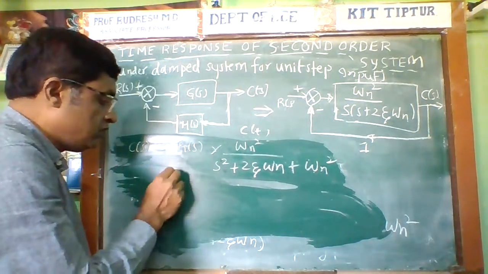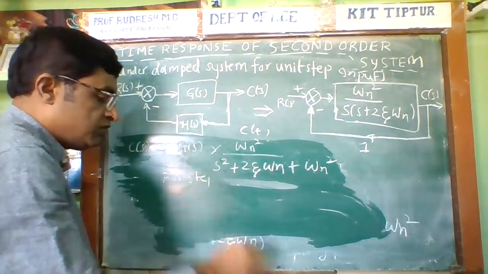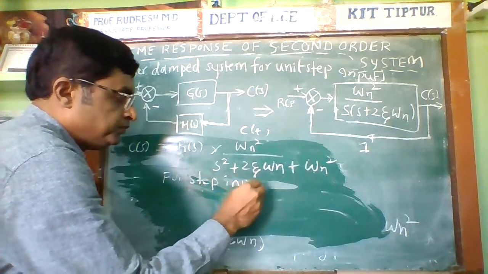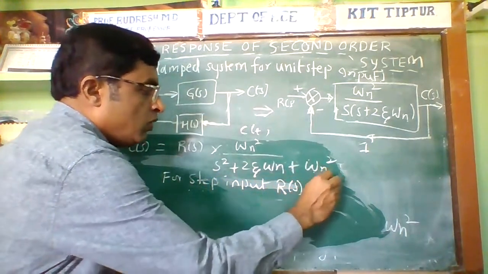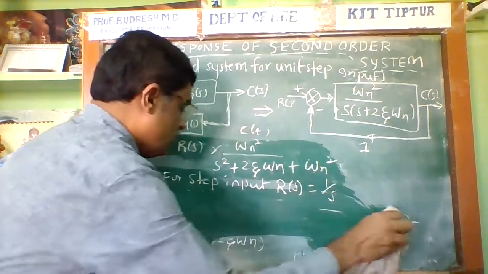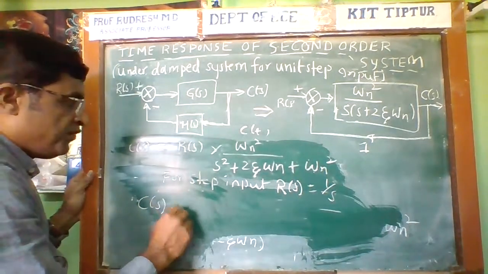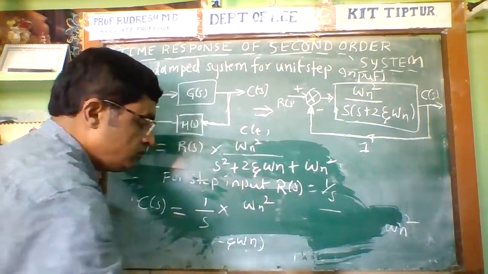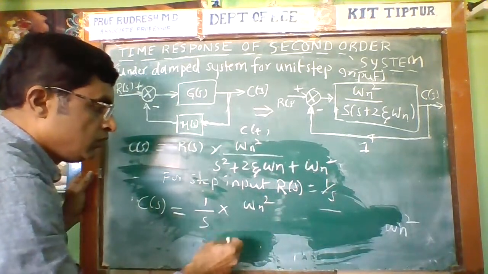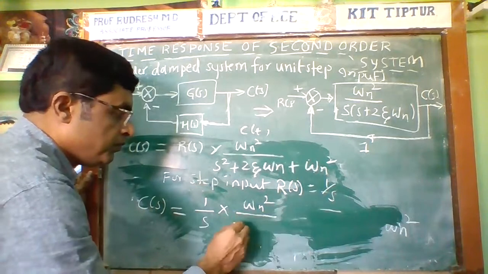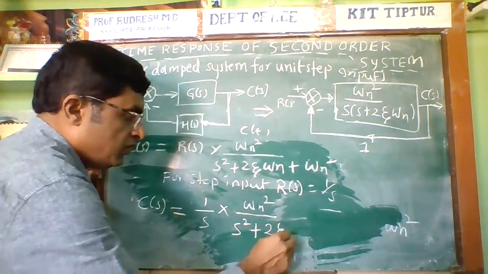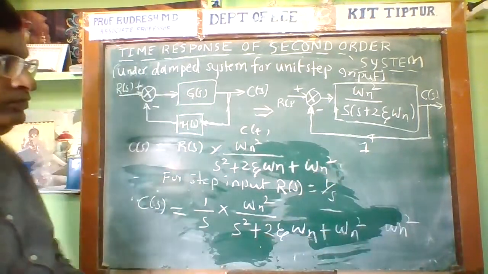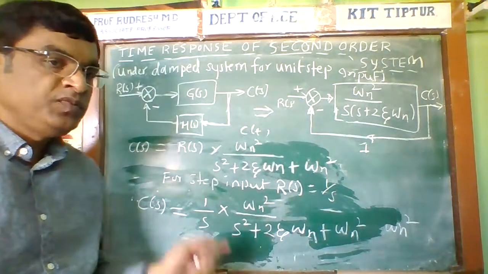Therefore, for unit step input, R(s) is equal to 1 by s. Therefore, the C(s) value is equal to 1 by s into ωn² divided by s² + 2ζωn s + ωn². Now this is the C(s) value.